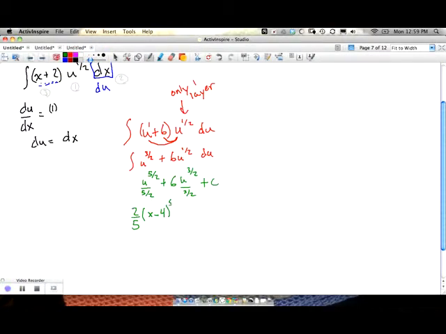x minus 4 to the 5/2 plus 6 times 2/3 times x minus 4 to the 3/2, and then plus c. You can simplify a little bit of algebra here. This becomes 4 times x minus 4 to the 3/2. This is 2/5 times x minus 4 to the 5/2. And we got plus c.